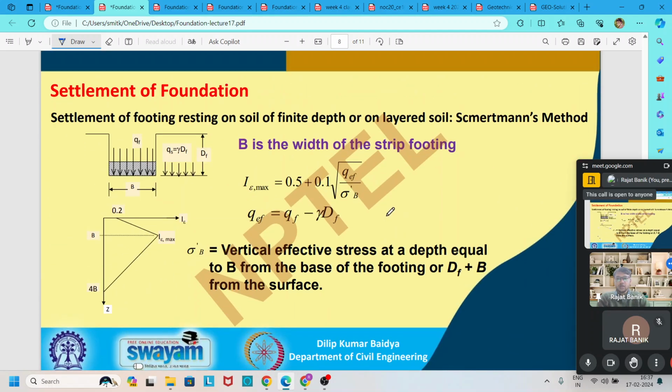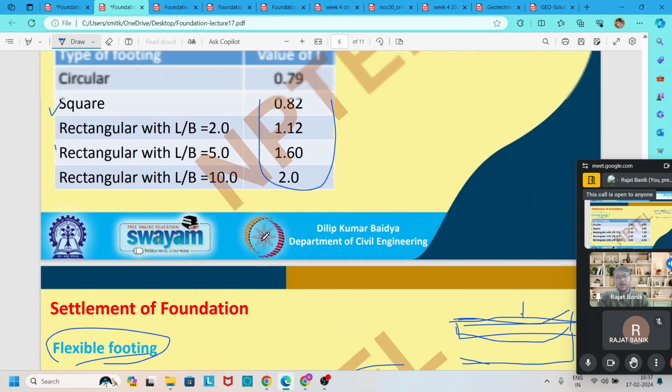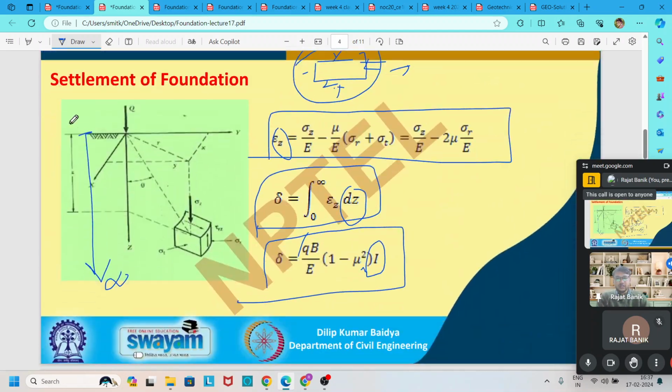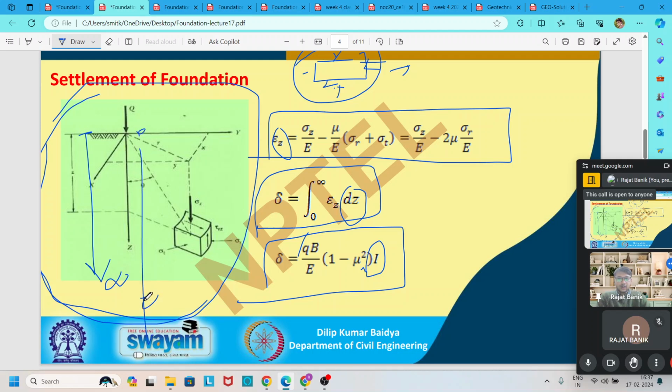Now, settlement of foundation. The settlement of a footing resting on soil of finite depth or on a layered soil is given by Schmertmann's method. In our above formula, which we found based on the elastic theory, it is for infinite depth, from 0 to infinity. You see this formula, our settlement is from 0 to infinity.